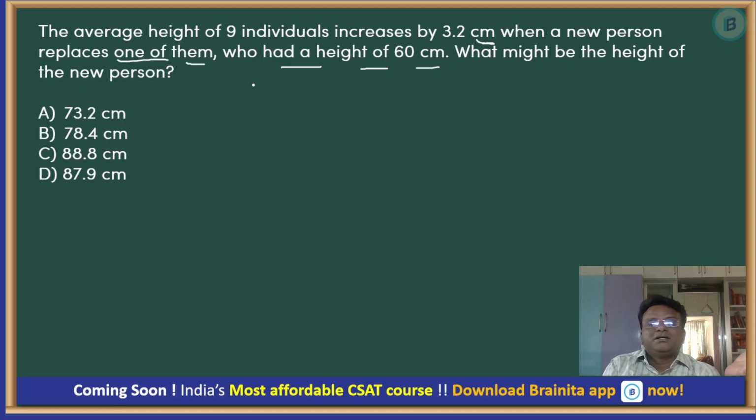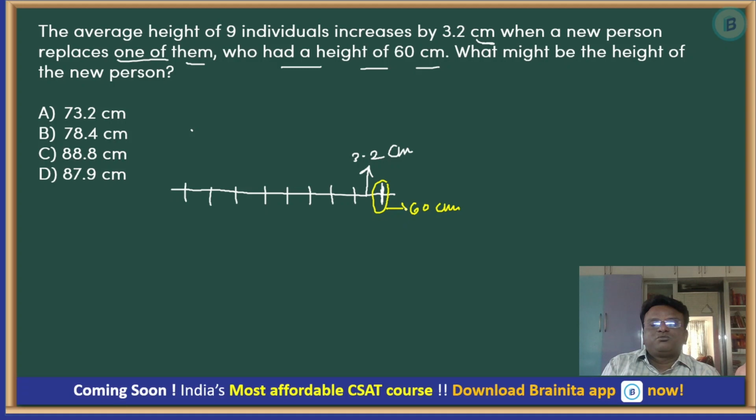What you know is there are 9 people. So let me mark 1, 2, 3, 4, 5, 6, 7, 8, 9 people. There is some average height of these 9 people. This average height increases by 3.2 centimeters when one of them who had a height of 60 centimeters, let us say this person, is pulled out and another person is put in. We have been asked what is the height of that new person who got added. So iska height kya tha? That is the question.